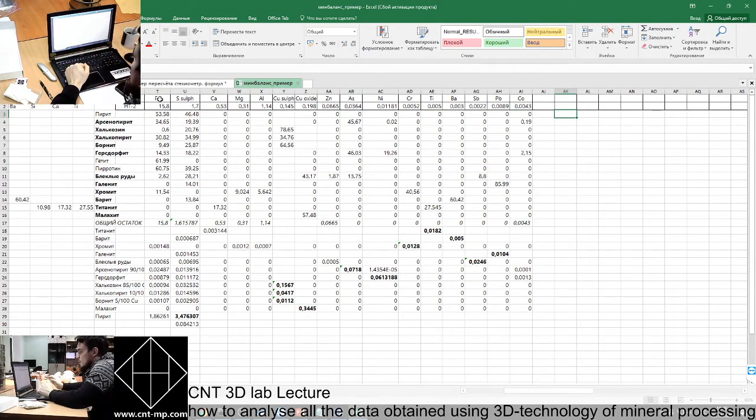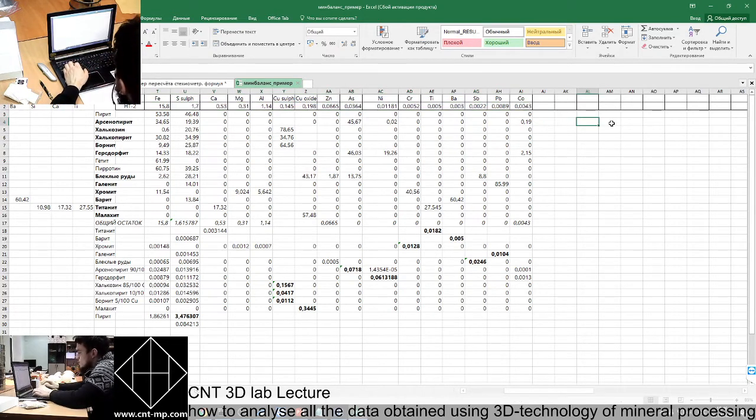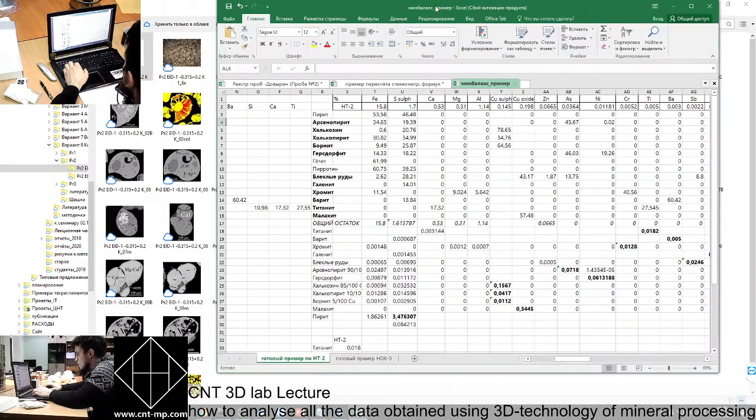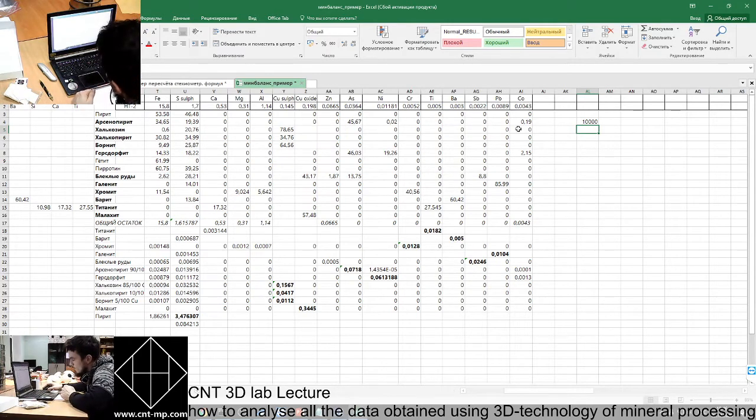So for mineral balance counting, we use only percent. If you have data in ppm, parts per million or grams per ton, you have to convert that to mass percent. To do that, you have to divide your content in ppm by 10,000, as you know that 1% is 10,000 ppm.